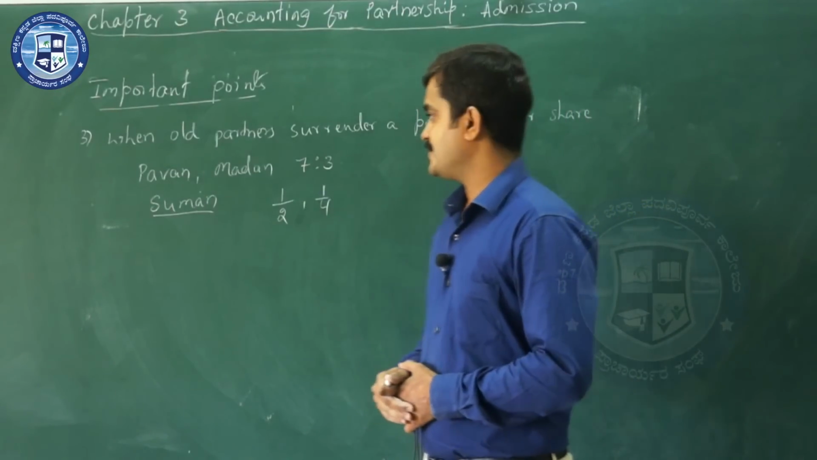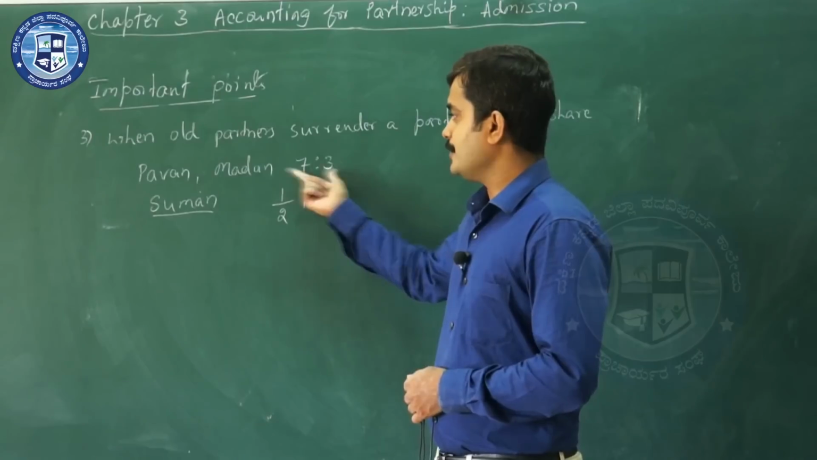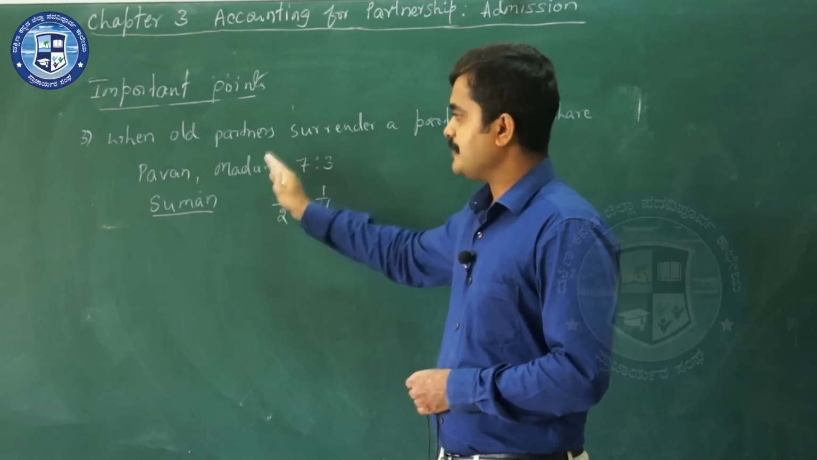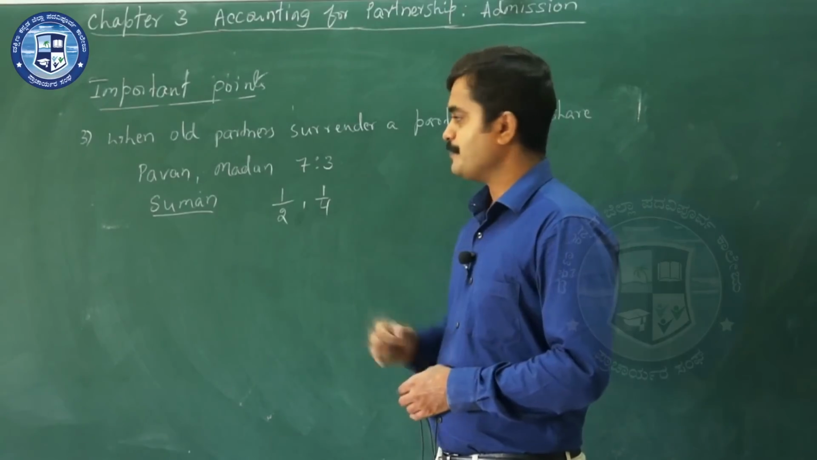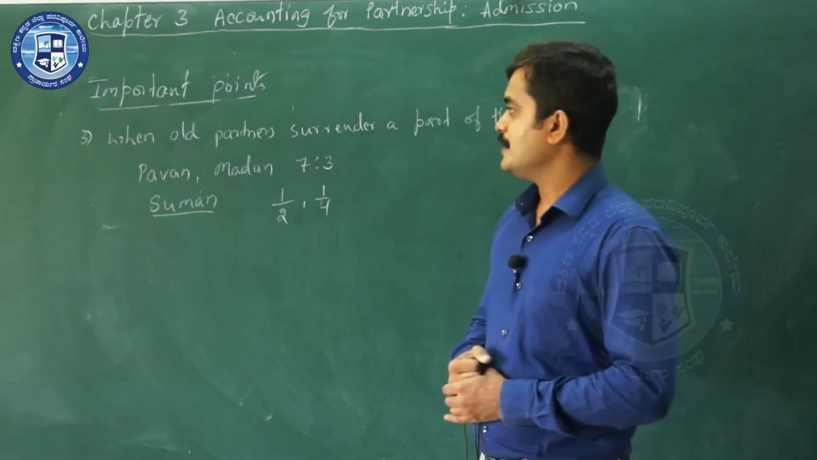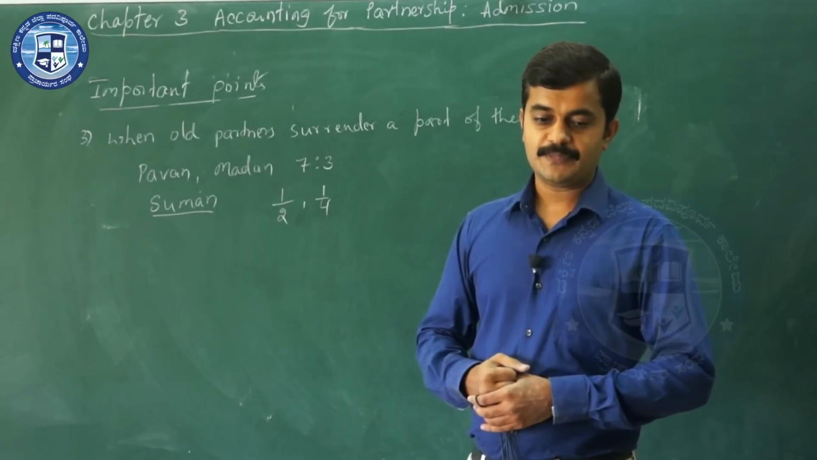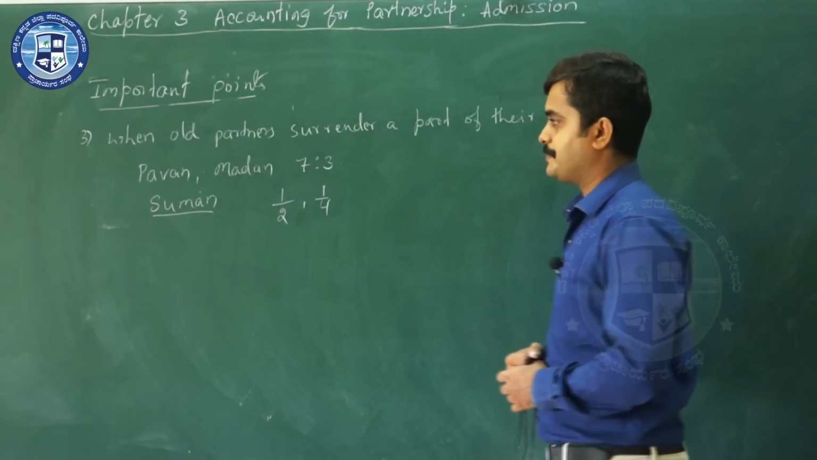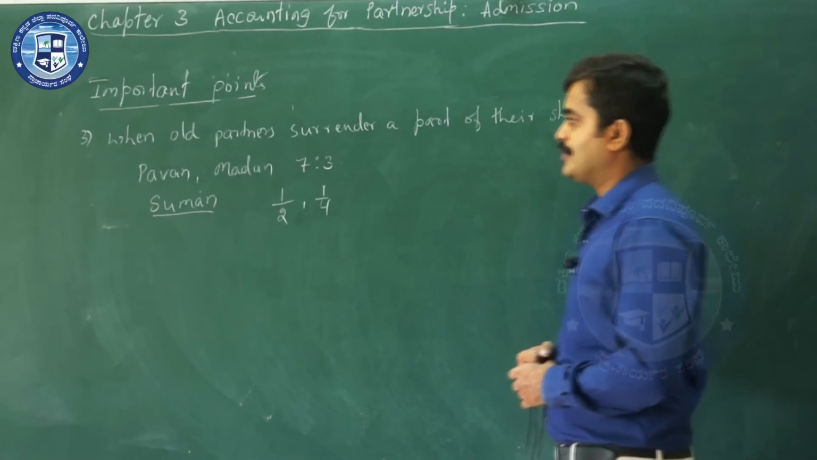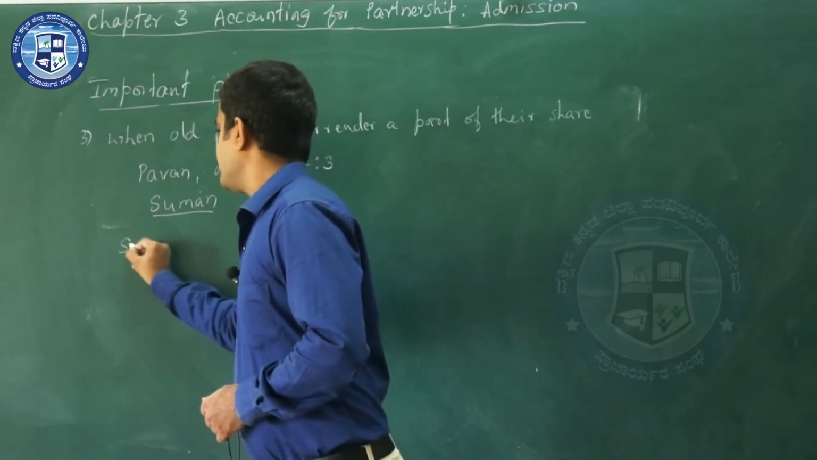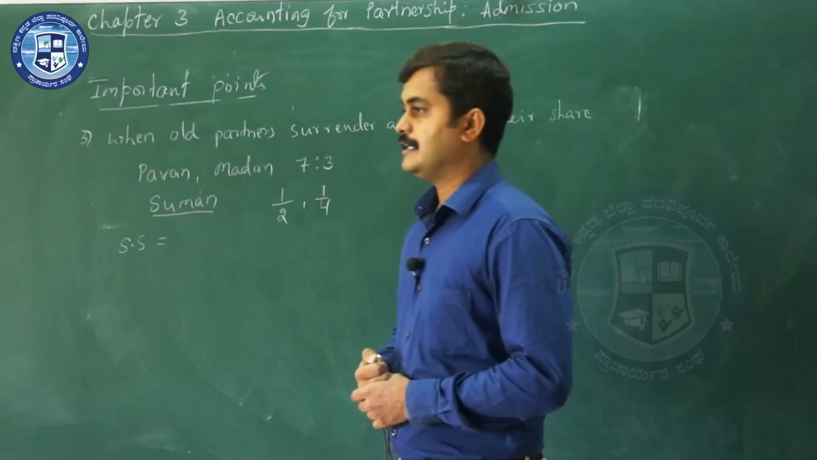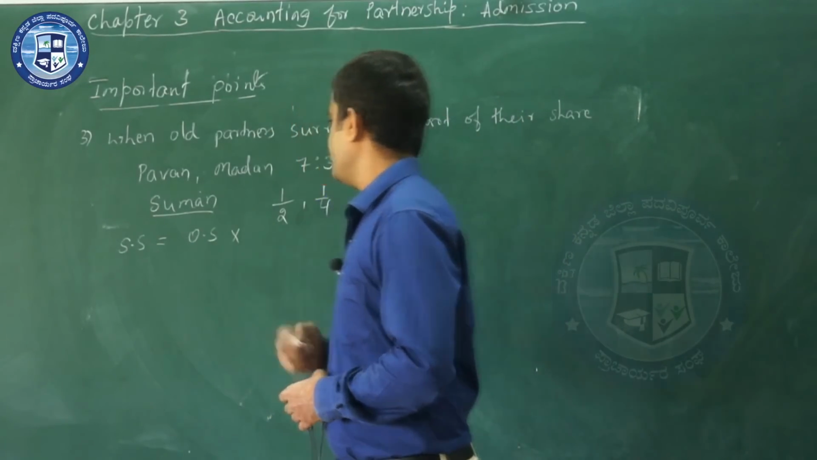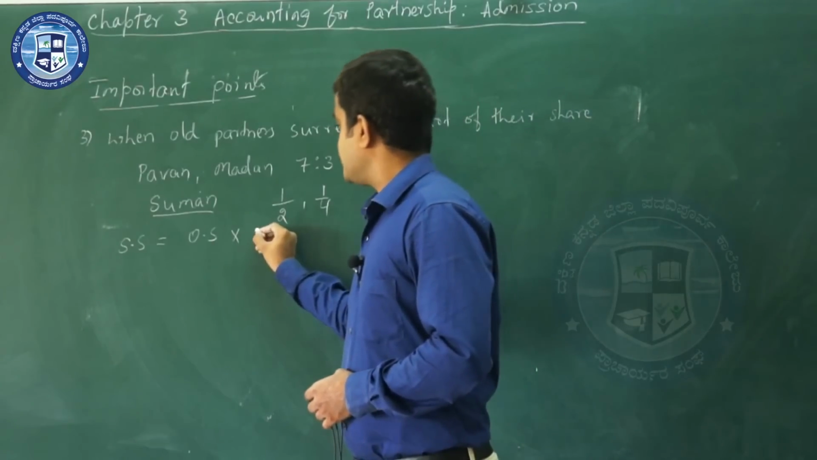Look at the situation. Now we have old share of old partners and the part which is sacrificed by old partners in favor of a new partner. So how to calculate a new profit sharing ratio in this situation? First we will be calculating share sacrificed by old partners, Pawan and Madan. That can be calculated using this formula. Share sacrificed equals old share into share surrender.